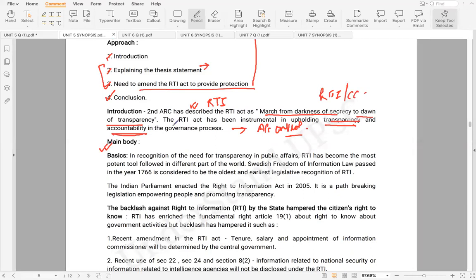In the main body, we'll talk about the basics of the RTI and the recognition of the need for transparency. RTI has become the most potent tool followed in different parts of the world. Swedish Freedom of Information Law was passed in the year. All of this is because it's either a 15 or a 20 marker. In a 10 marker, you can choose to ignore this, right? Indian Parliament enacted the Right to Information Act in 2005. It is a path-breaking legislation empowering people and promoting transparency.